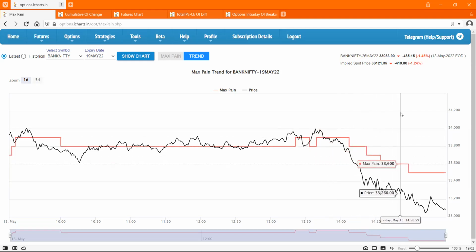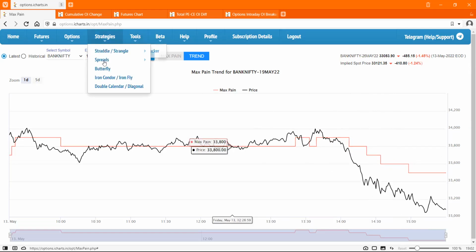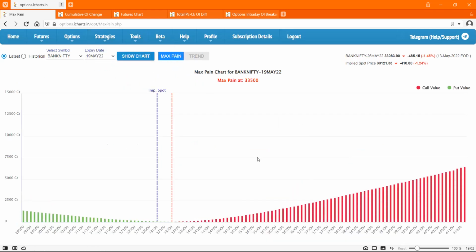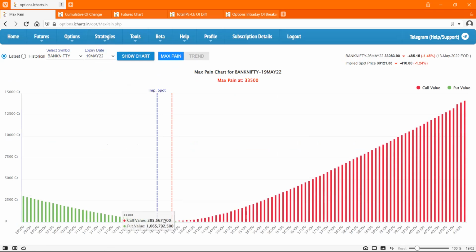What is the meaning of the maximum pain? What it shows is the point where the writers are going to face the least pain. This is where on the expiry day, the index can settle. Because if it settles here, the writers will feel the least pain. They'll lose the least money over here.